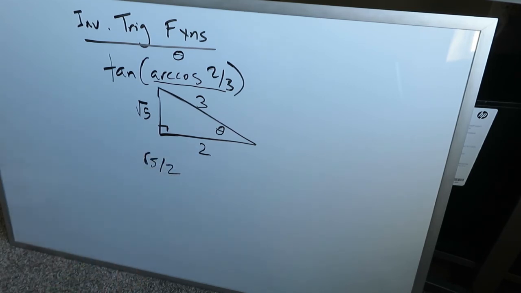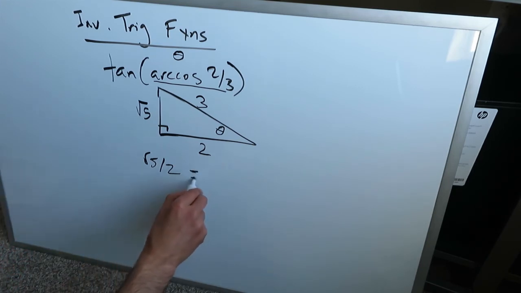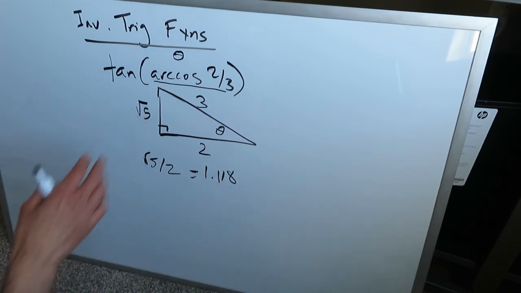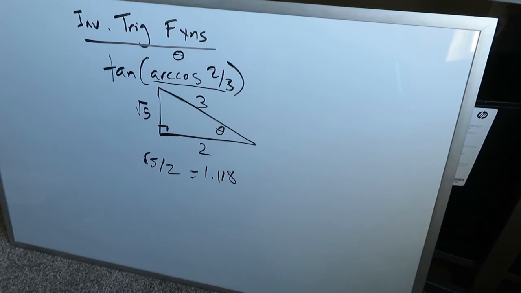Now the question was to find the exact value. This right here represents a good enough exact value, or you can take your calculator and do square root of 5 and divide it by 2 and get a decimal answer. You can get 1.118. Here's another exact value. But this you'll see quite a bit play out in calculus.